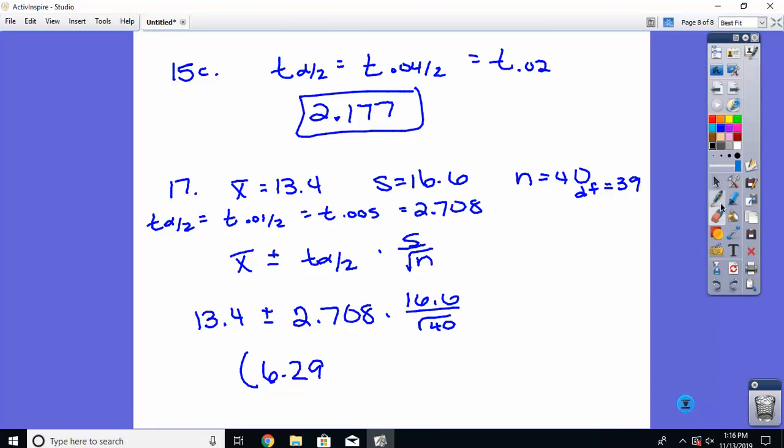Yes, ma'am. How did you know when to use just the degrees of freedom and when to do n minus 1? On 15, it said with so many degrees of freedom. So if I give you that, that's the number you use. On 17, I did not say degrees of freedom. I just told you n. So that's when you do n minus 1. Other questions? You're supposed to interpret this too. So we're 99% confident the mean is between these values.